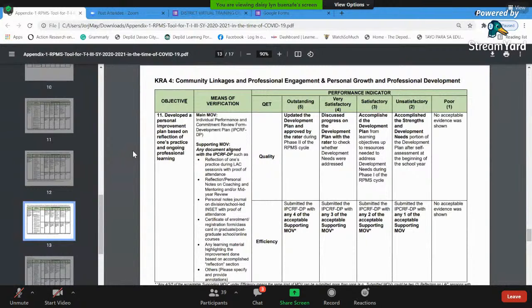The development plan is not done at the end of the school year. You make a development plan after the ISAT, and then the last development plan is in the final IPCRF. What you need here is the initial development plan you made after doing the ISAT. The supporting MOVs, with the development plan as the main one.